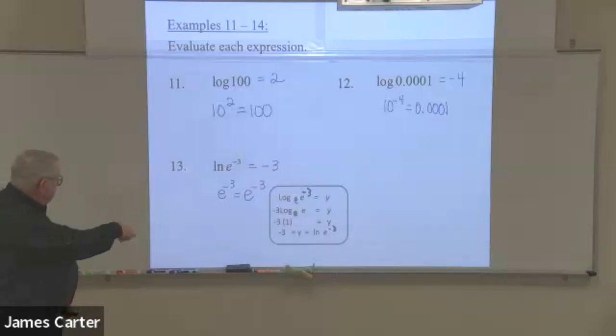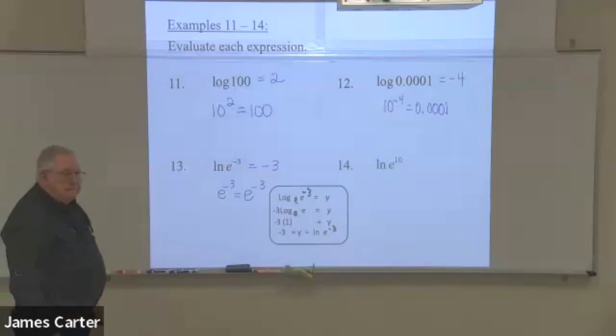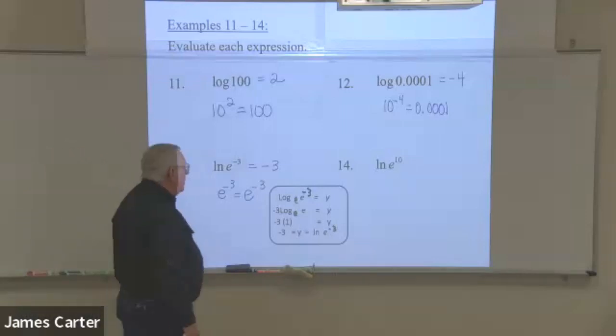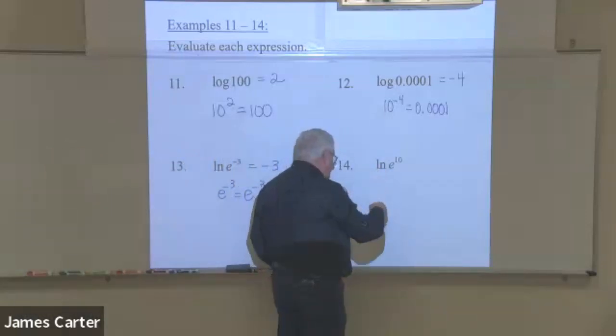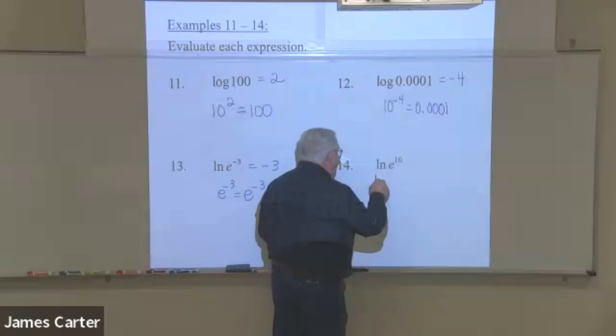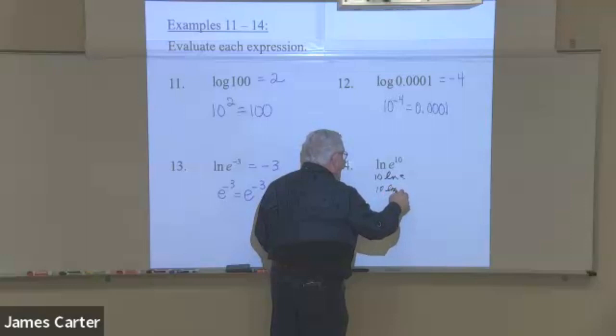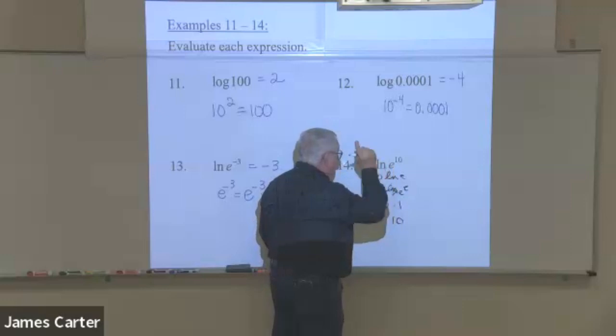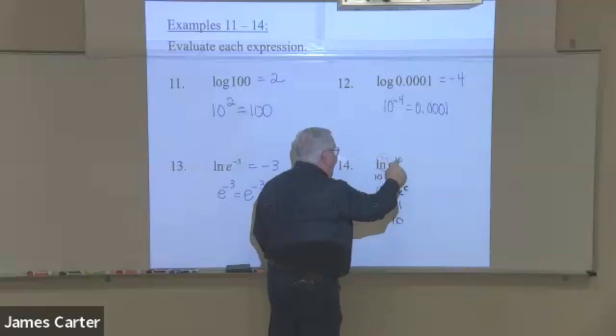Okay, here's showing the steps that I put on the blackboard. What about this one? Well, we can go through the steps. We can make this ln e. Then we can make this 10 log base e of e. Then we can make this 10 times 1, and we can make it 10. Or we can just realize ln of e is going to be 1. So the answer is 10.